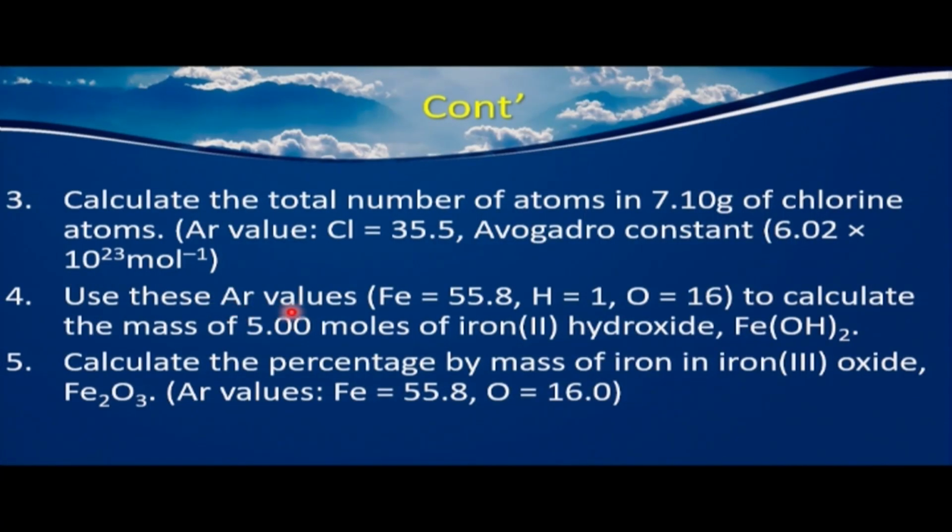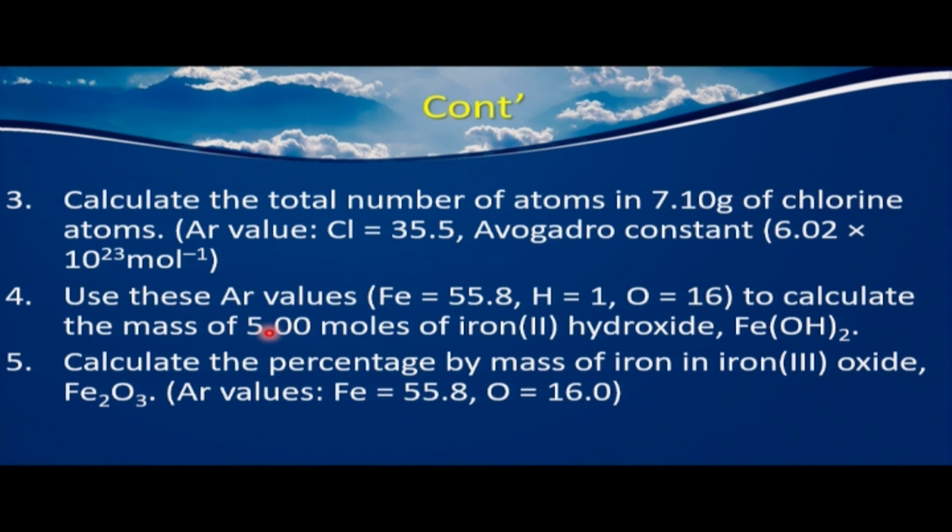Use these AR values. We have iron, that is 55.8, hydrogen with 1, oxygen with 16, to calculate the mass of 5 moles of iron 2 hydroxide. Here they are asking to find the mass of 5 moles. And you remember the formula we have. The formula to get this mass is molar mass times number of moles.